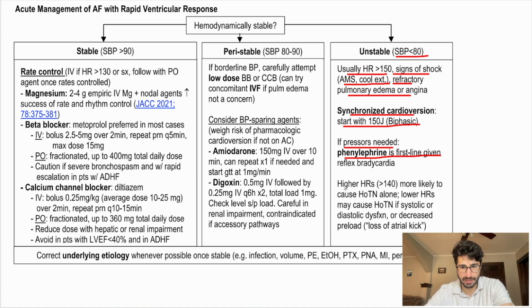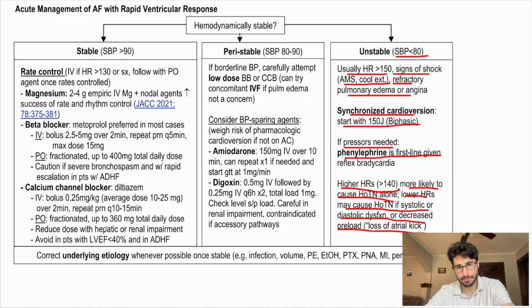It is important to recognize that higher heart rates, above 140 beats per minute, may cause hypotension due to decreased filling time of the heart, whereas lower heart rates in hypotensive patients often reflect impaired systolic or diastolic function or reduced preload. This is sometimes referred to as the loss of the atrial kick.